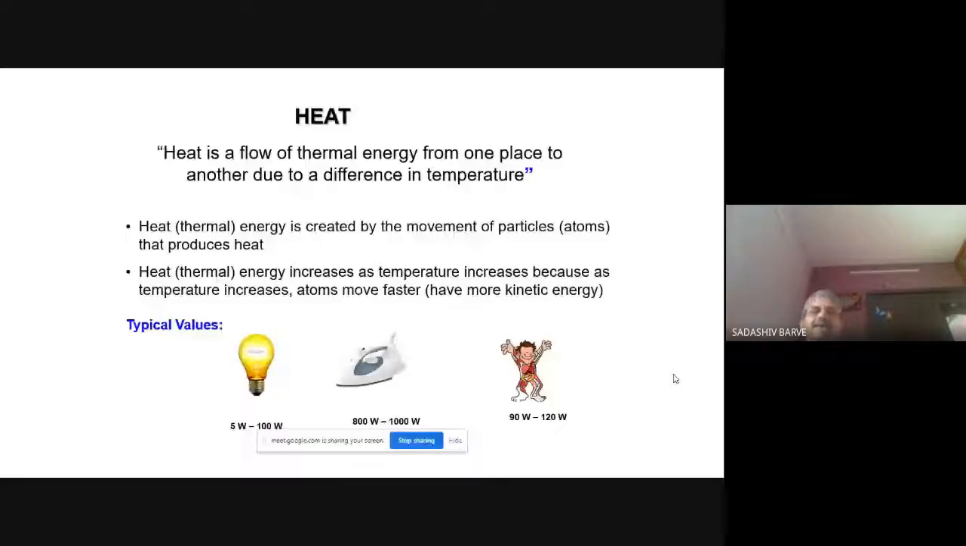Heat is a flow of thermal energy that takes place from one place to another due to a temperature difference. So we observe, or we experience, heat transfer from a body at a high temperature to a low temperature. This kind of thing can be observed in most cases, which I will explain in subsequent slides.